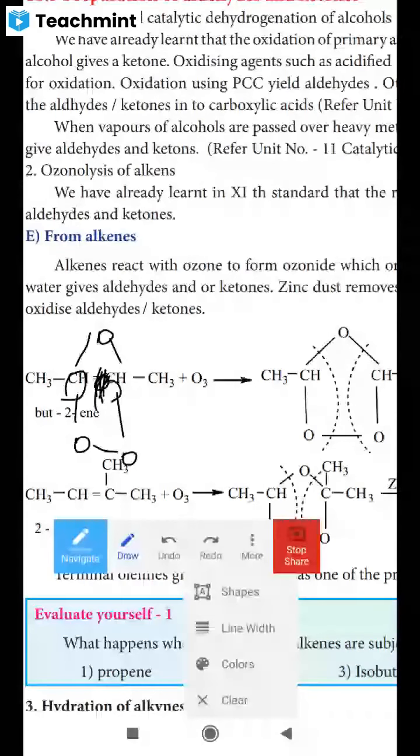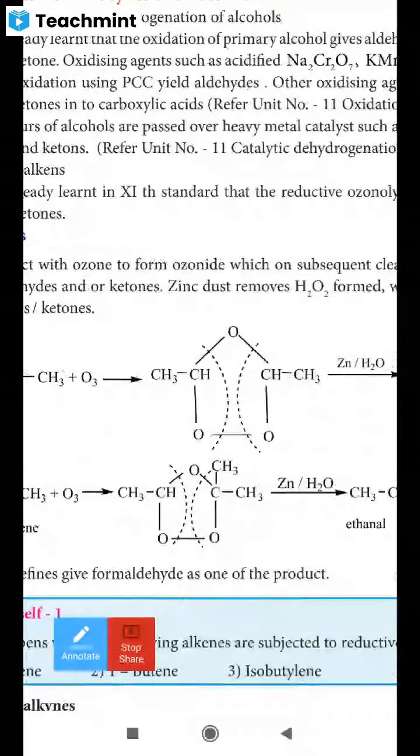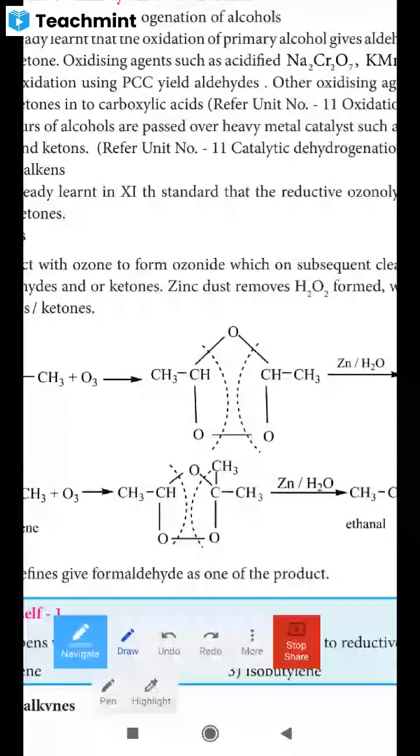Now listen. Are you able to understand, ma'am? You are just breaking the double bond and you are joining all the 3 oxygens in these 2 carbons. Okay. Next you are going to break this.